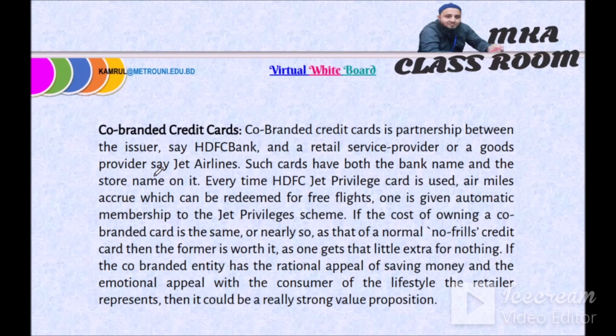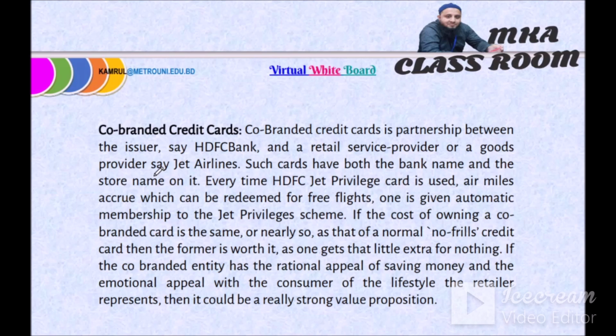Late fee. If your card bill is not paid in due time, then sometimes you have to pay a late fee. Cash advance fee, that you can call the interest. That means you use your credit card and take cash from your ATM booth, then you have to pay some interest or cash advance fee for the use of your card.